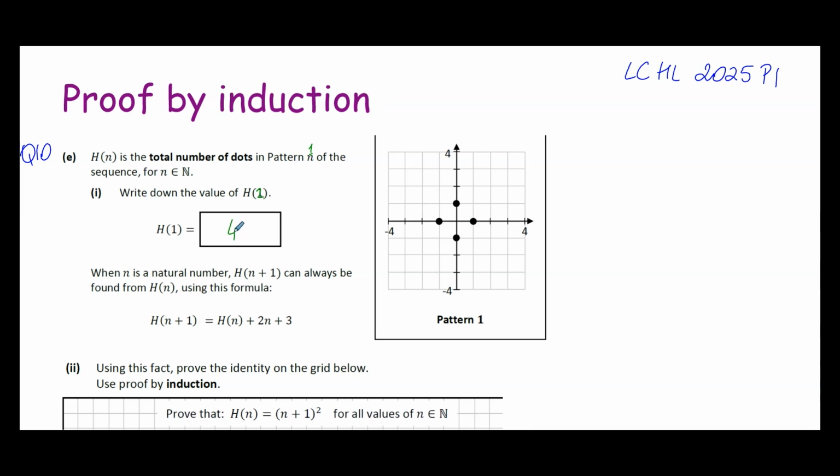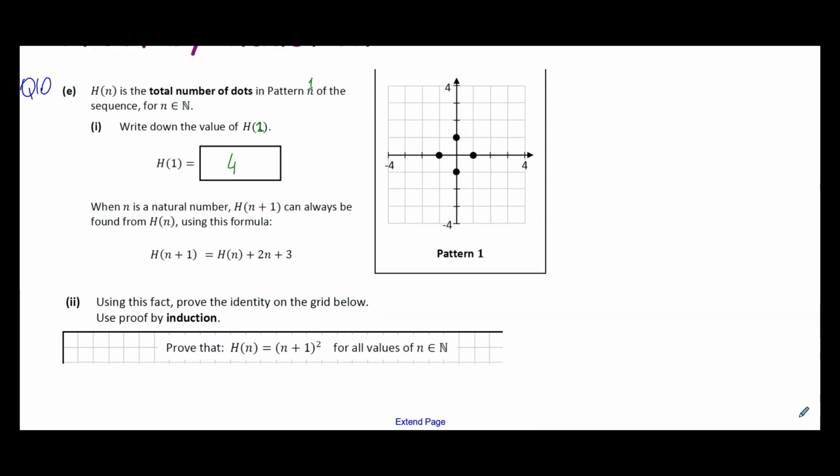That was simple enough. When n is a natural number, h of n plus 1 means the next pattern. If I'm looking at pattern 1, that's pattern 2. If I'm looking at pattern 2, that's pattern 3, so we get the idea. It can always be found from h of n using the formula. That is the formula given to us. And then what do we need to do? Use this fact to prove the identity on the grid below.